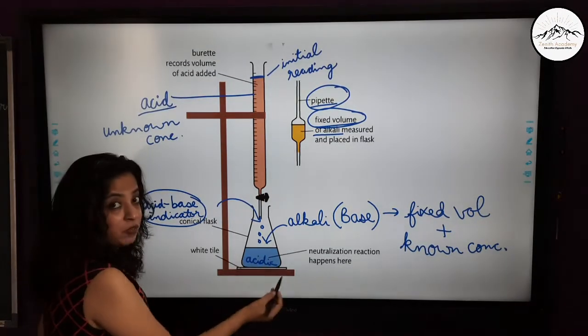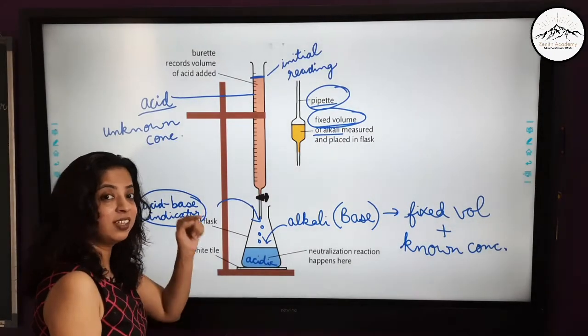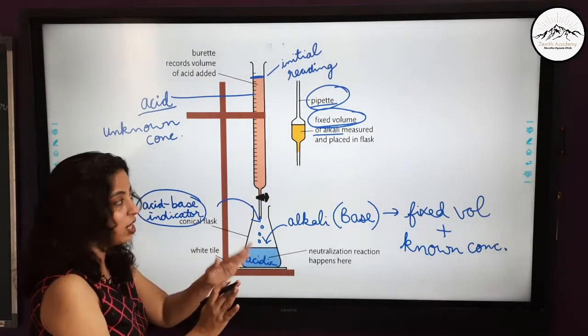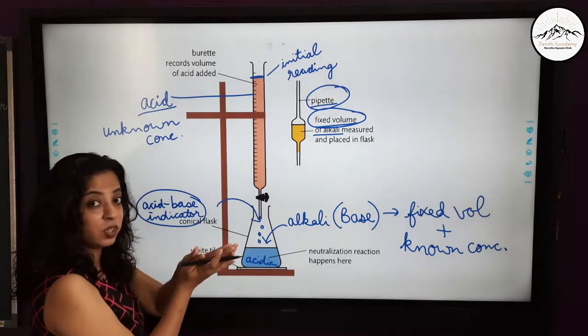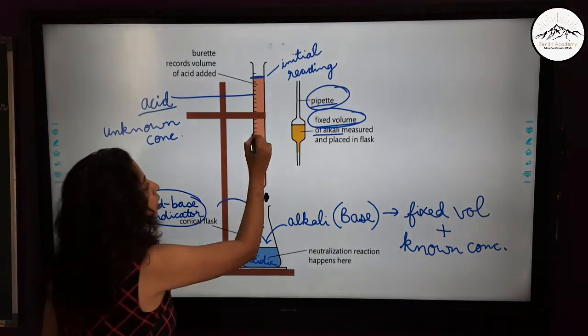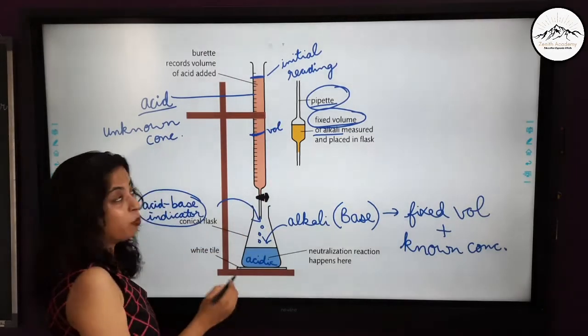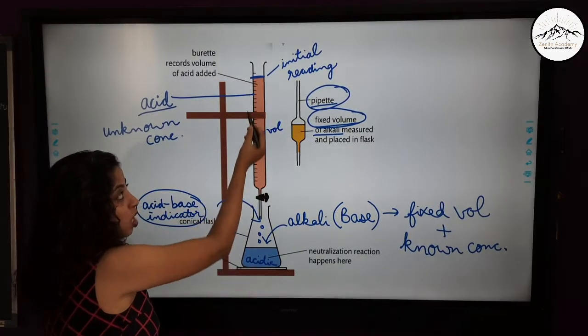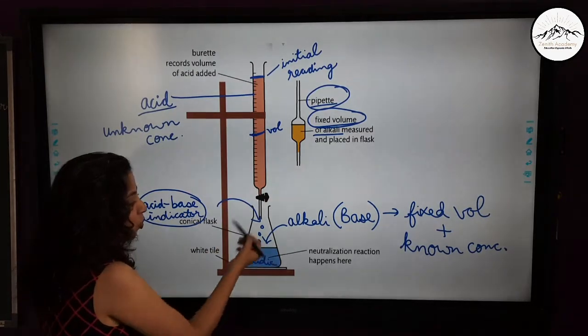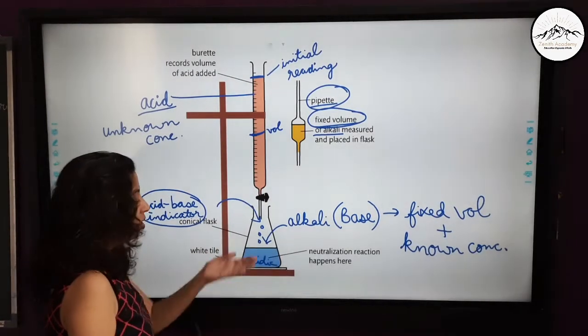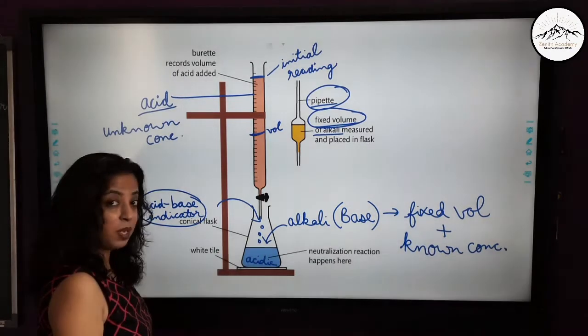So the color of the solution will change. Now at this change in color we will know that all the base has reacted with the acid. So now we record the volume here again. And now we know how much volume of acid has been used to react completely with the known volume of the base.